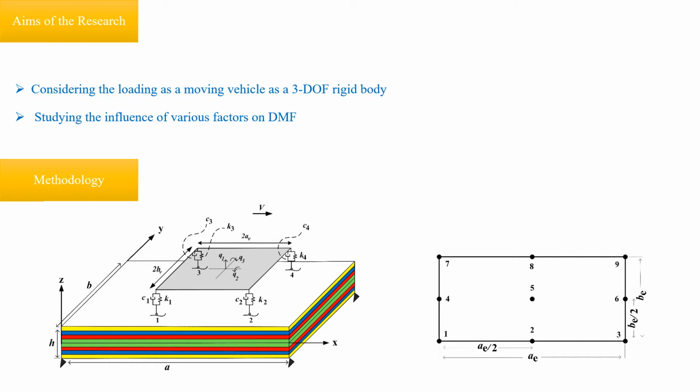Furthermore, in order to obtain the equations of motion, a 9-node element is considered with 5 degrees of freedom at each node. Having these assumptions, the equations of motion extracted based on first shear deformation theory are solved by Newmark's method.